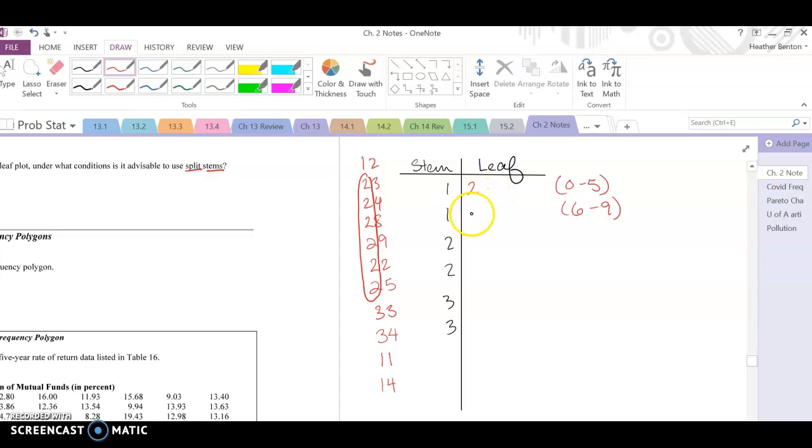So 2, and then I had a 1 1 and a 1 4. That's these 3, and then I didn't have anything here, but then I had a 2 and a 3, a 5 and a 4, but then I can put 8 and 9 on this other stem. And then a 3 and a 4 here, and then there's nothing there.